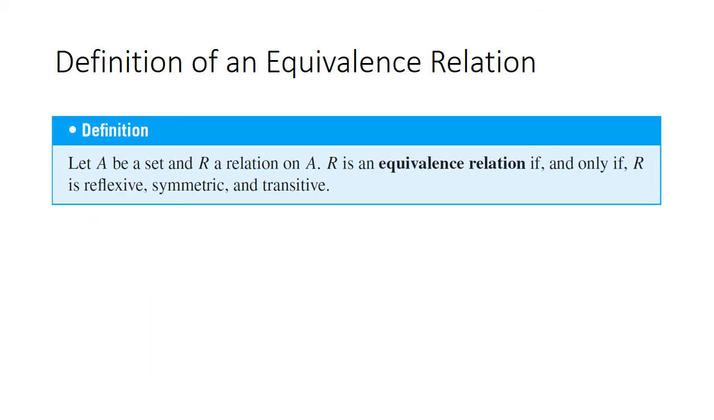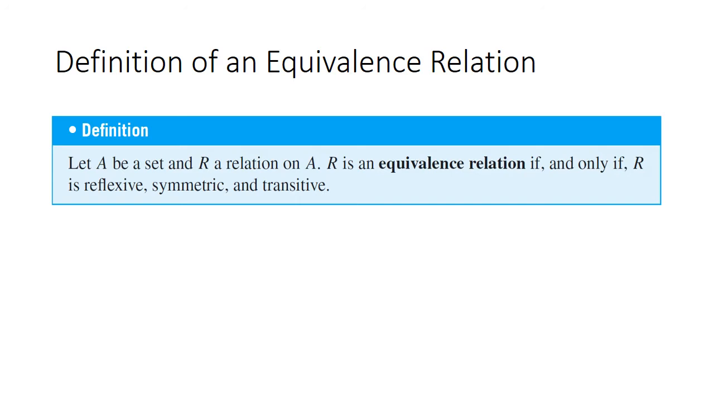Okay, and now we're coming to the definition of an equivalence relation, which is what this section is all about. So let A be a set and let R be a relation on A. Then we say that R is an equivalence relation if and only if R is reflexive, symmetric, and transitive. So it must have all three of those properties, and then it will be an equivalence relation.